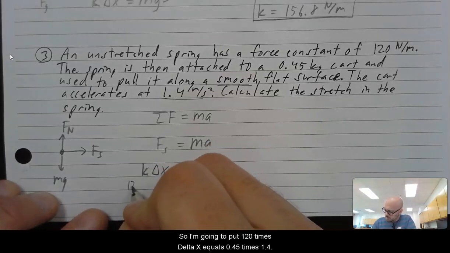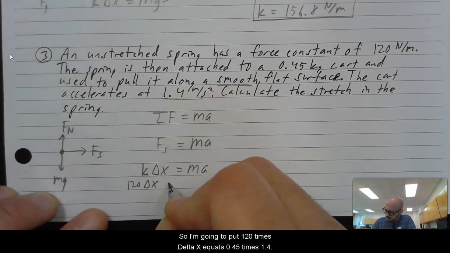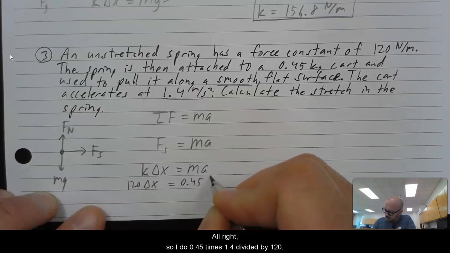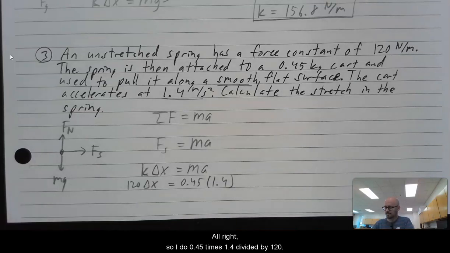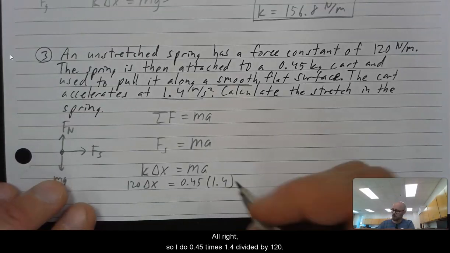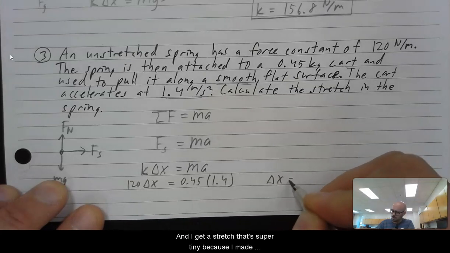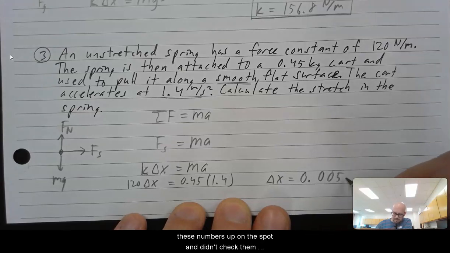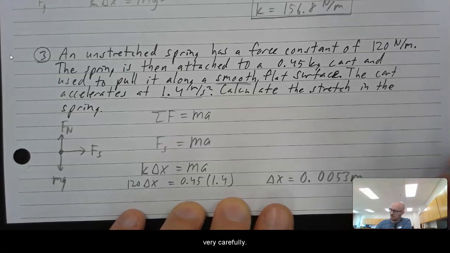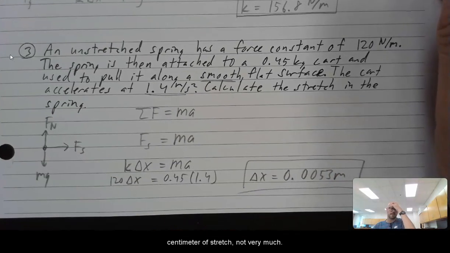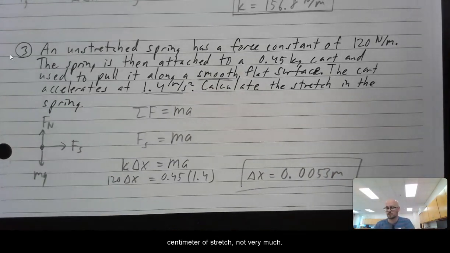So I'm going to put 120 times delta x equals 0.45 times 1.4. All right, so I do 0.45 times 1.4 divided by 120, and I get a stretch that's super tiny because I made these numbers up on the spot and didn't check them very carefully. And so we get a really tiny spring stretch that is 0.5 centimeter of stretch, not very much.